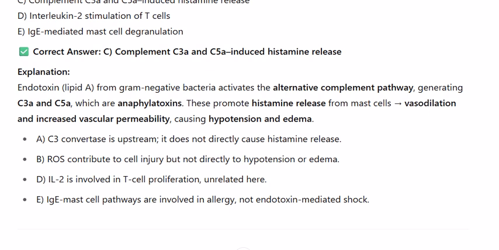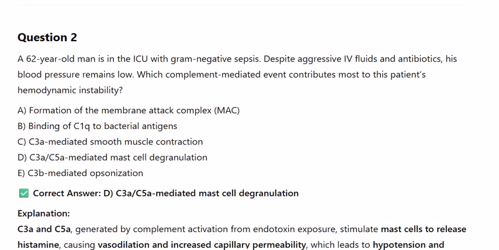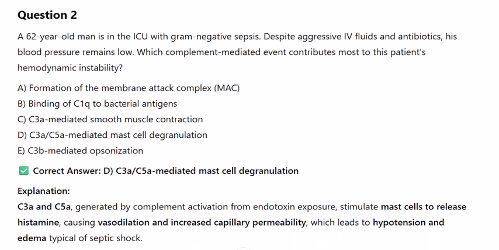Question 2. A 62-year-old man is in the ICU with gram-negative sepsis. Despite aggressive IV fluids and antibiotics, his blood pressure remains low. Which complement-mediated event contributes most to this patient's hemodynamic instability?